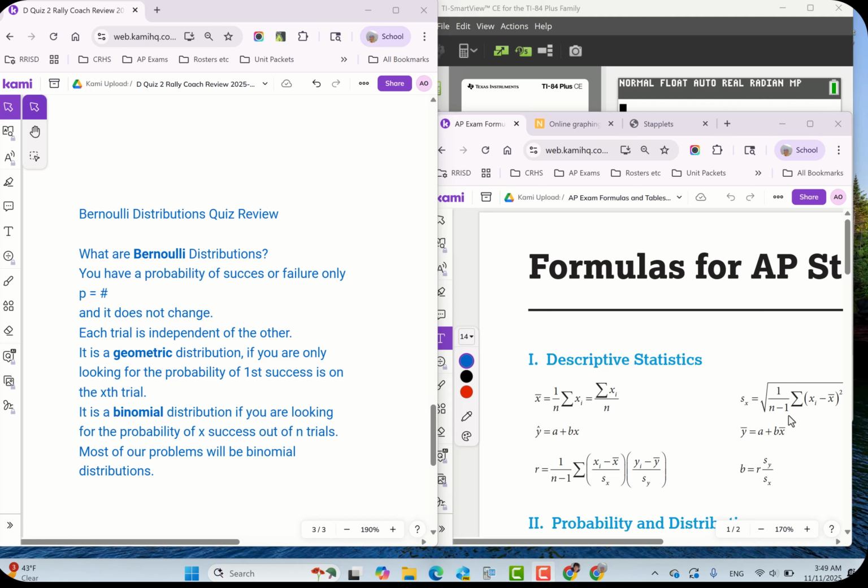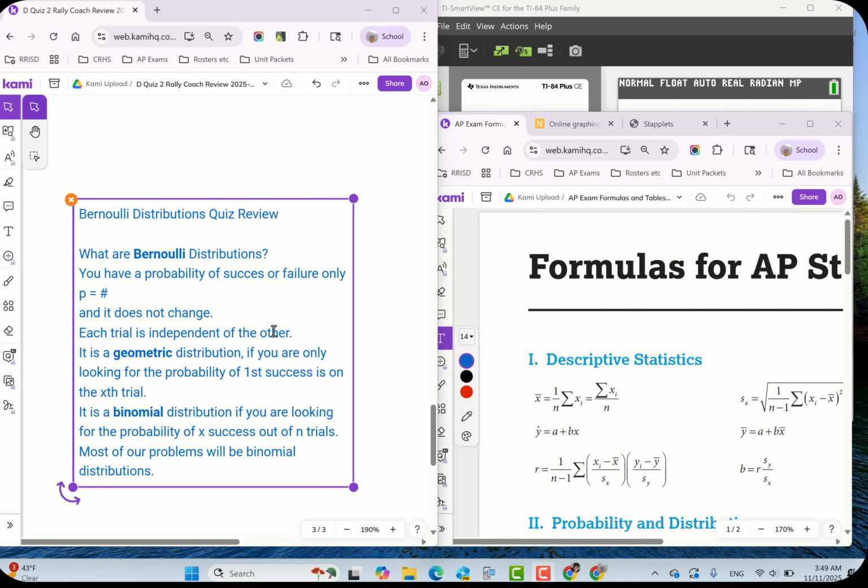This is the review for the Bernoulli distributions quiz. And you're probably going, wait, what are Bernoulli distributions? I don't remember you saying that. Well, I did in the notes. But Bernoulli distributions means you have a probability of success or failure only. And your probability P is a number, and it doesn't change, all right? Each trial is independent of the other.